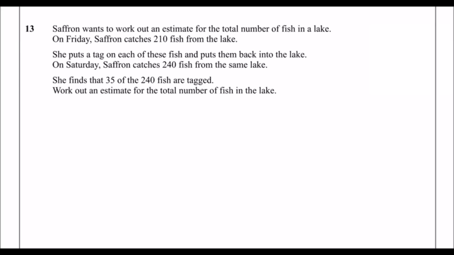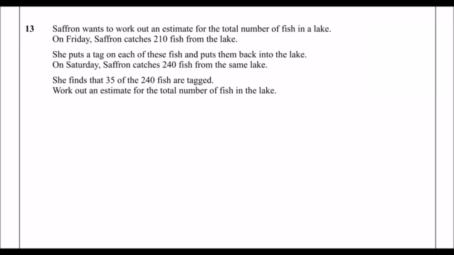Question 13. Saffron wants to work out an estimate for the total number of fish in a lake. On Friday, Saffron catches 210 fish from the lake. She puts a tag on each of these fish and puts them back into the lake. On Saturday, Saffron catches 240 fish from the same lake. She finds 35 of the 240 are tagged. Work out an estimate for the total number of fish in the lake.